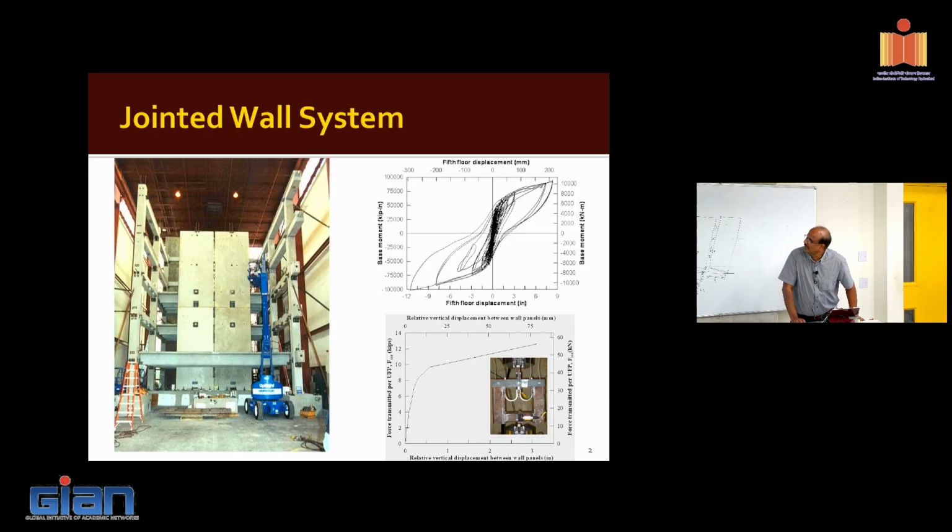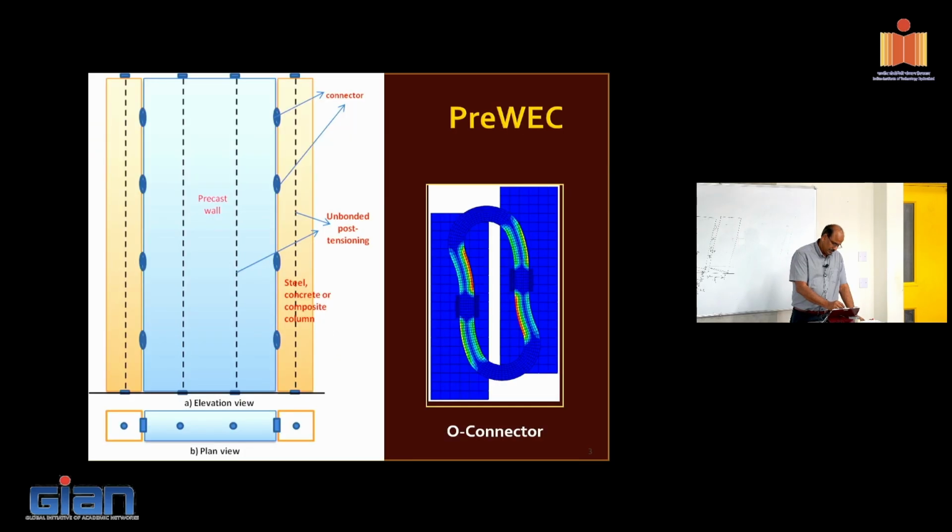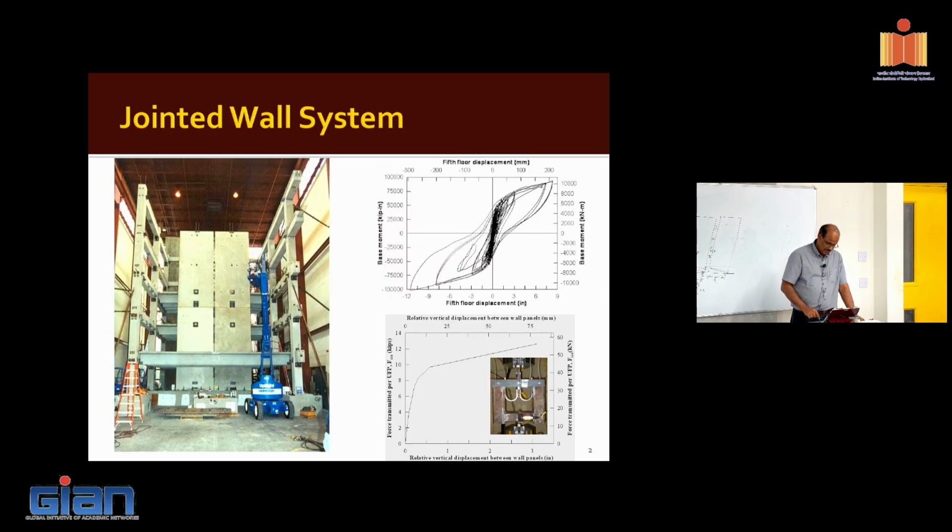Okay, so if you look at the system, this is the original system which I showed you. This is a jointed wall with a connector in the middle. One of the other problems we found with this system was that the connector element used for that particular test was a lot more expensive. So people complain about that too.